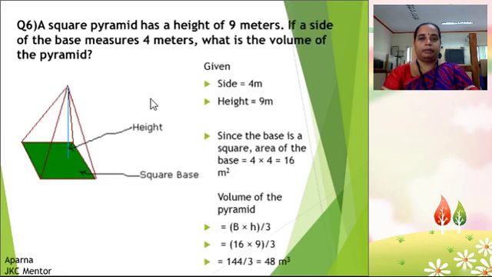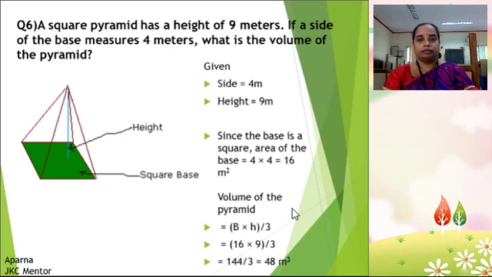Next, a square pyramid has a height of 9 meters. If a side of the base measures 4 meters, what is the volume of the pyramid? So here side is given as 4 meters, height is given 9 meters. Since the base is a square, area of the base is 4 into 4, which is 16 meters. Why we are calculating area of the base means it is a square in shape. The formula for area of a square is side square. So that is 4 into 4, which is 16 m square.